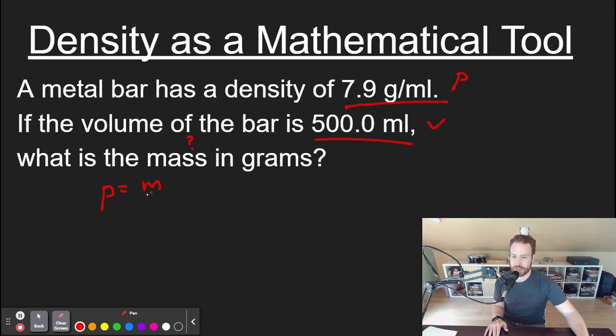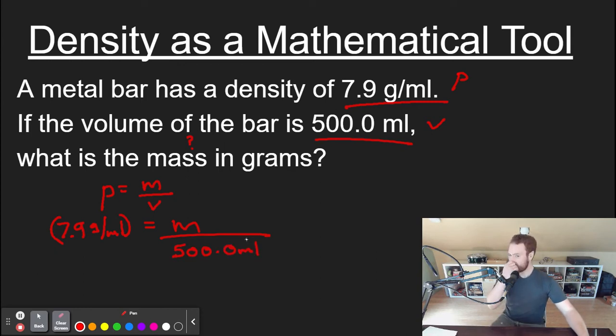Density equals mass divided by volume. We know the density, 7.9 grams per milliliter, so we can plug that number in. We don't know mass, so we're going to leave that as a variable. And we know the volume is 500.0 milliliters. So to solve for mass, we're going to cross multiply, right?